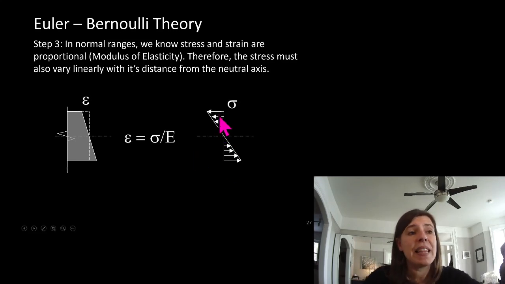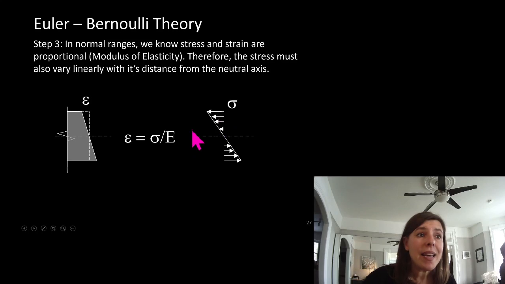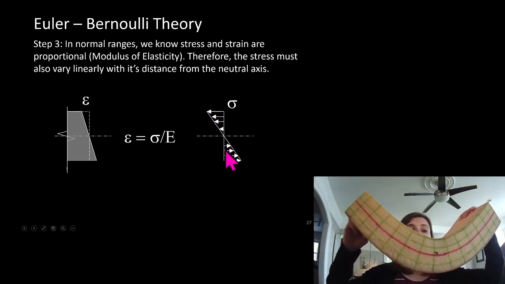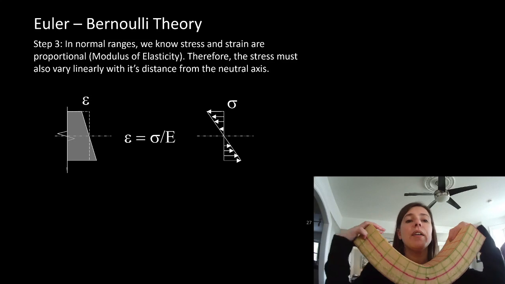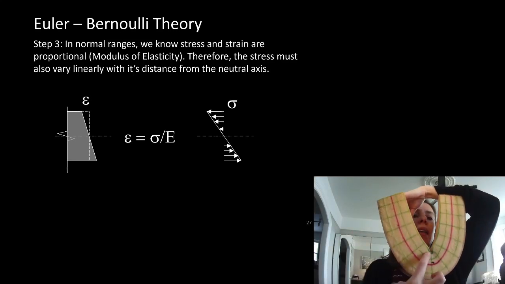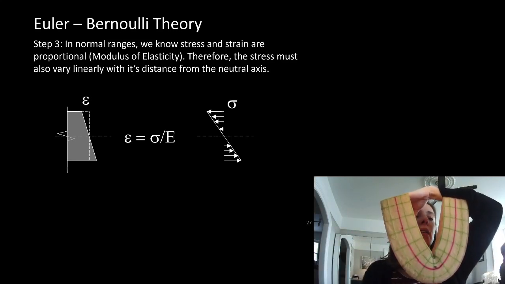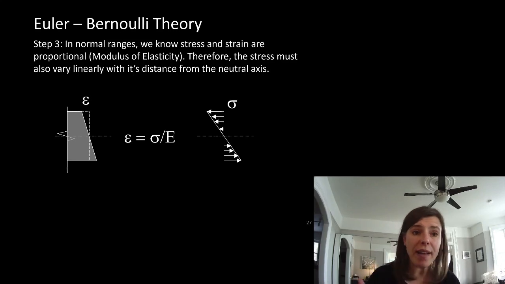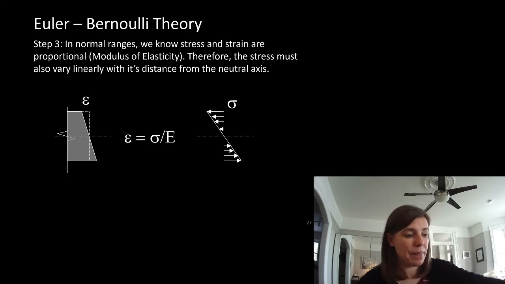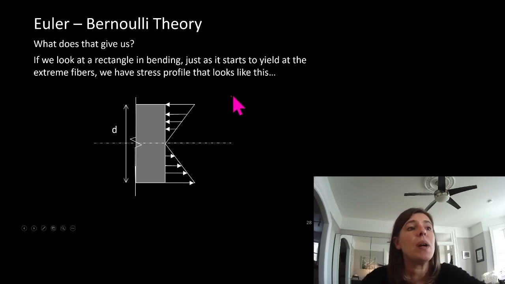So that's saying that this stress line is linear, or the stress at this extreme point here and this extreme point here are the same because they're the same distance from the neutral axis. One is just compression and one is tension, but the stress value is the same. So what does that give us?